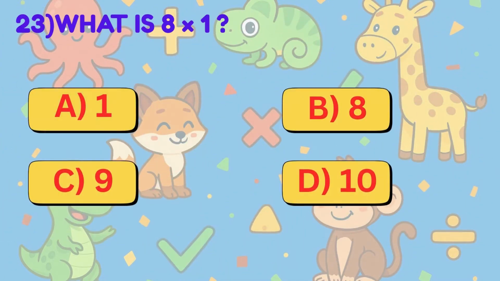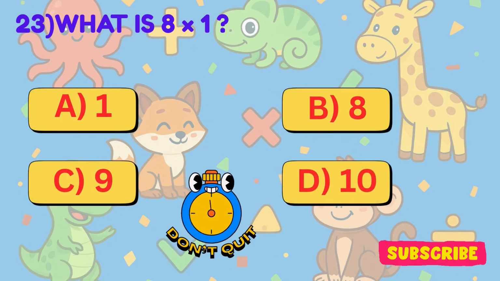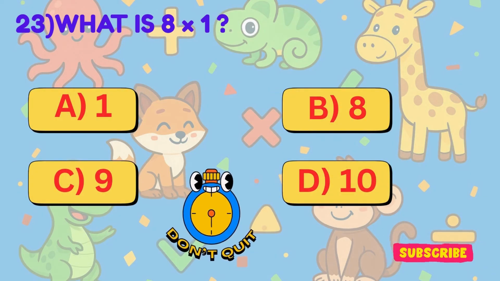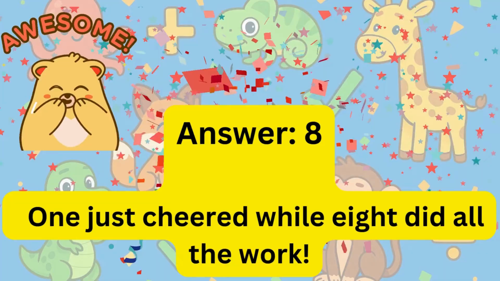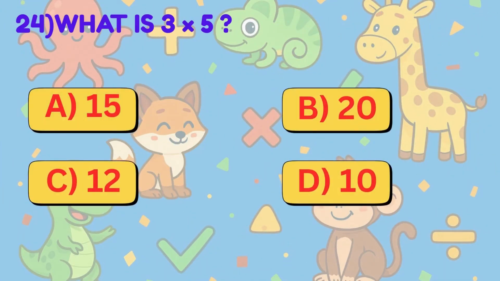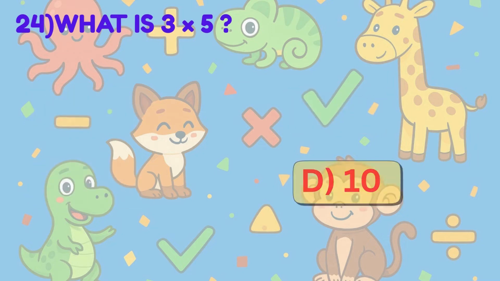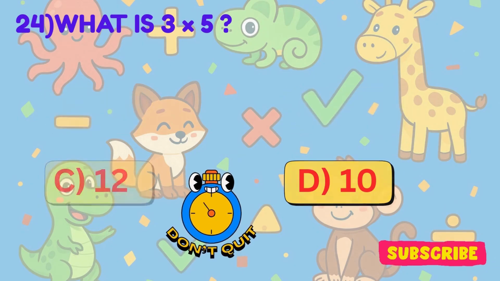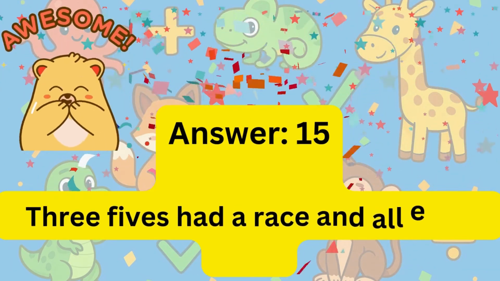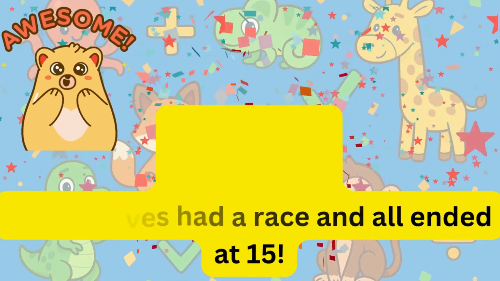23. What is 8 times 1? Is it A, 1, B, 8, C, 9, or D, 10? Correct answer is 8. 1 just cheered while 8 did all the work. 24. What is 3 times 5? Is it A, 15, B, 20, C, 12, or D, 10? Correct answer is 15. 3 5s had a race and all ended at 15.